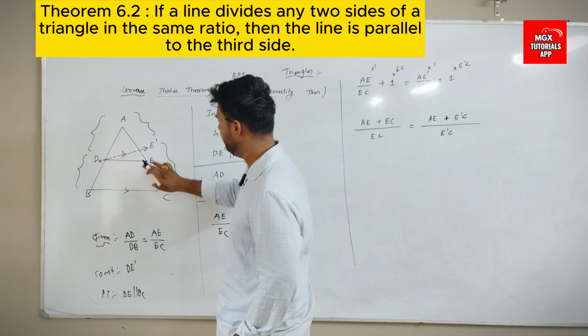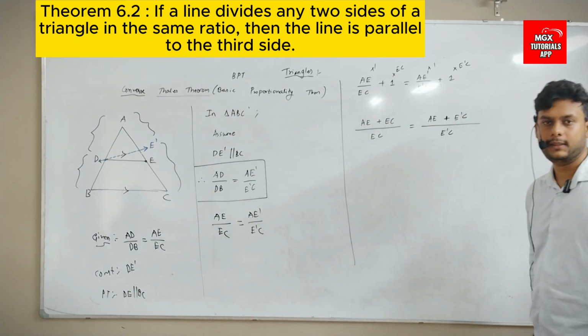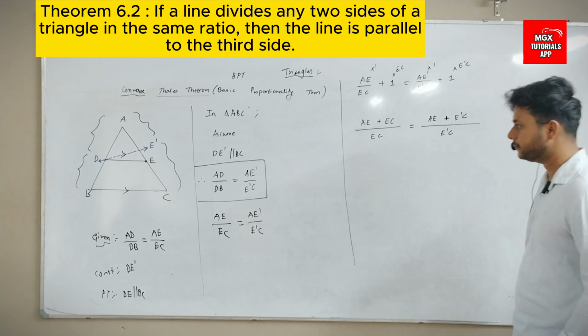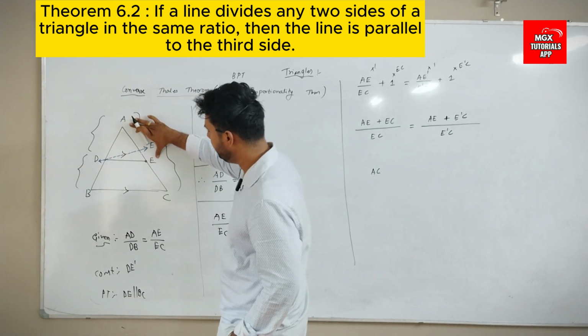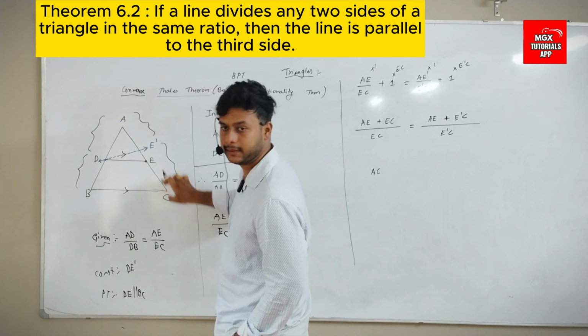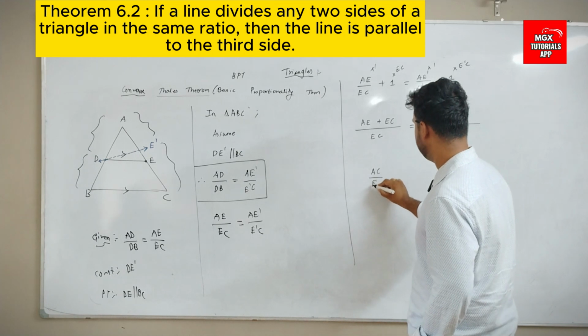What is AE plus EC? Can anybody tell me? AE plus EC. Very good, AC. AE is up to here, AE plus EC is the total. AC comes. You get AC by EC.